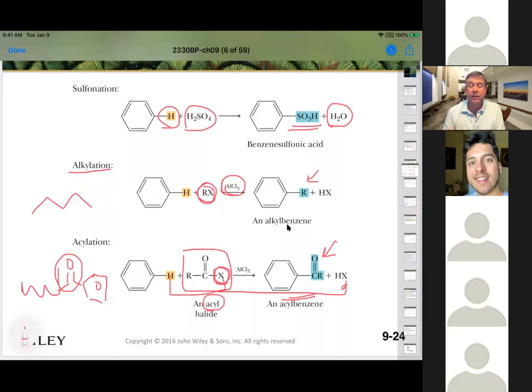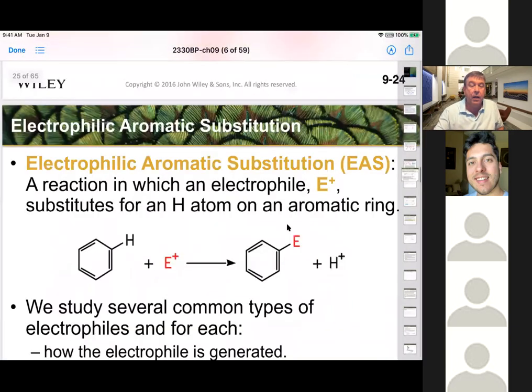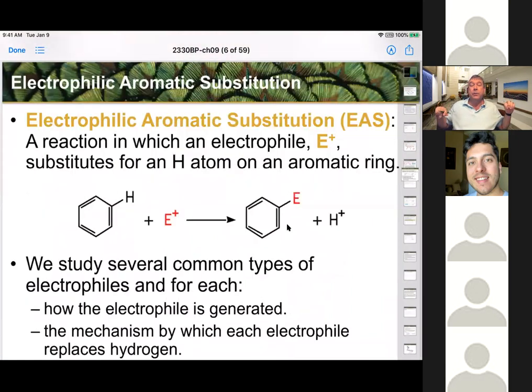Okay, so I told you they all use the same mechanism. All right, let's talk about that mechanism. Up to now we used SN1 and SN2 reactions. S stands for substitution, N stands for nucleophilic, and the one and two decides whether you have one molecule or two in its transition state.